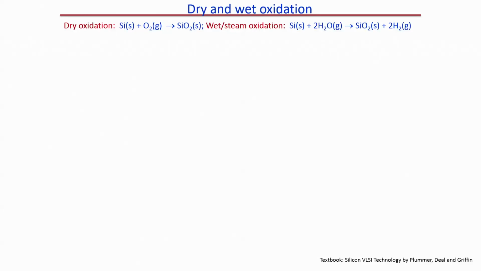Now, we have 2 types of oxidation. One is called dry oxidation. In dry oxidation, we are reacting silicon with oxygen to form silicon dioxide, while in wet oxidation we are using water, right, and reacting it with silicon to form silicon dioxide plus 2H2, which is a gas. So, this is nothing but water vapor, in gaseous form. Both dry oxidation as well as wet oxidation are typically carried out at 900 degree centigrade to 1200 degree centigrade. Another important point is wet oxidation is about 10 times faster than dry oxidation. Very important to understand.